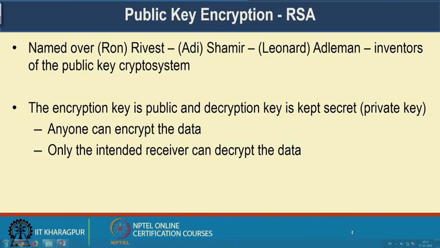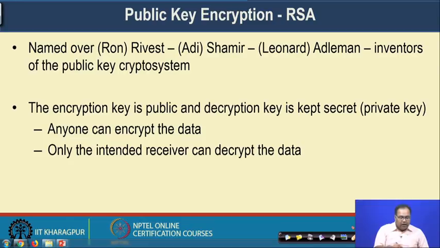So, this RSA algorithm is named after the inventors of this algorithm, Ron Rivest, Adi Shamir and Leonard Adleman. They together developed this public key encryption algorithm. So, R comes from Rivest, S comes from Shamir and A comes from Adleman. That way we have this RSA algorithm.